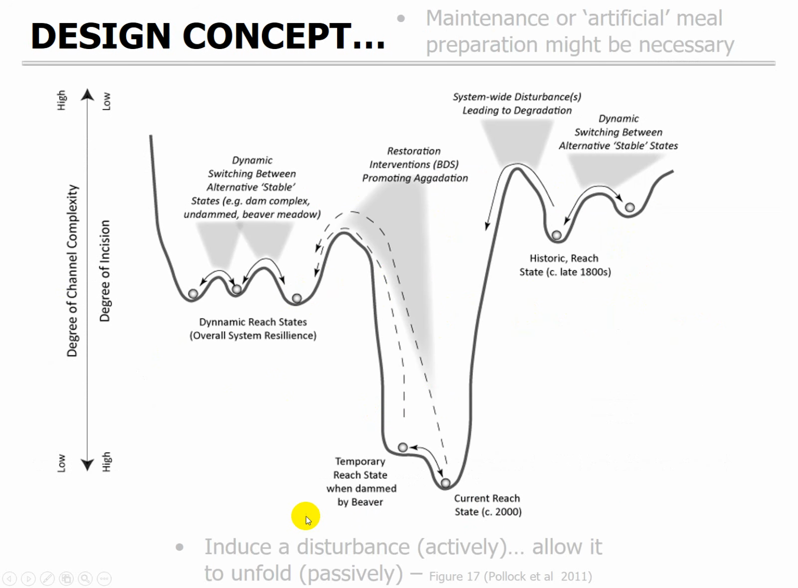Another example, here's one where we tweaked a concept that we thought was relevant, and it is relevant to a lot of these things. This is a state and transition model where the vertical axis represents the degree of channel complexity and or incision. So up here, high complexity, low incision; down here, low complexity, low incision. And what we have, in the pre-project situation, is reaches that were locked down in this low, homogeneous sort of bowling alley state.